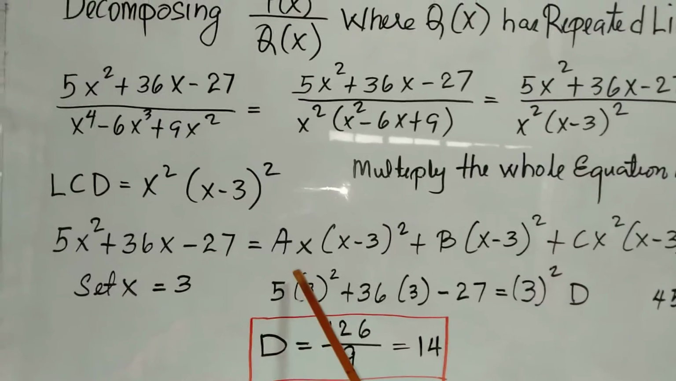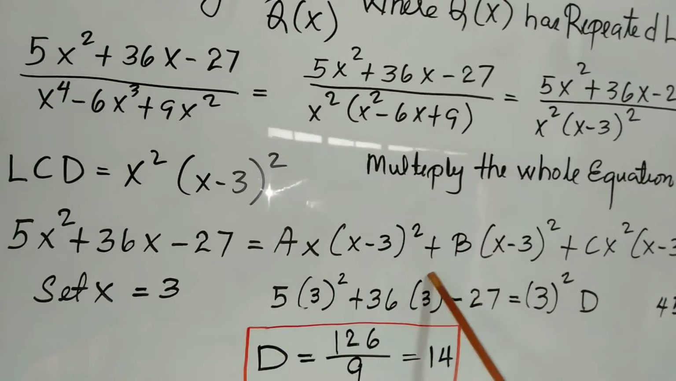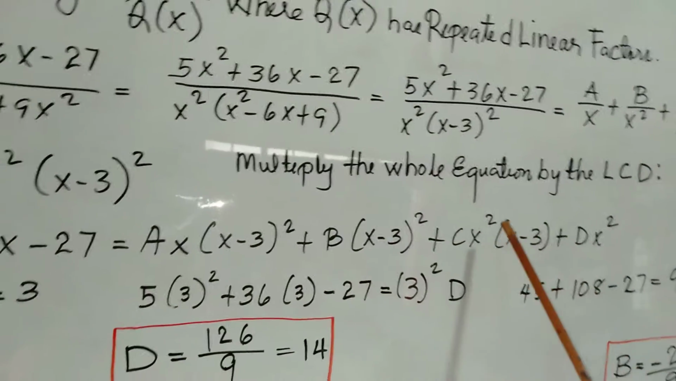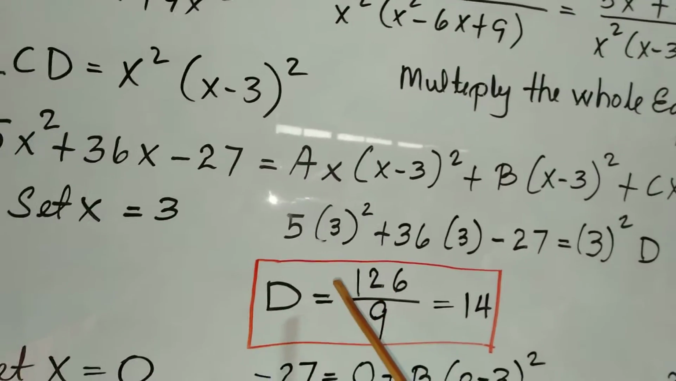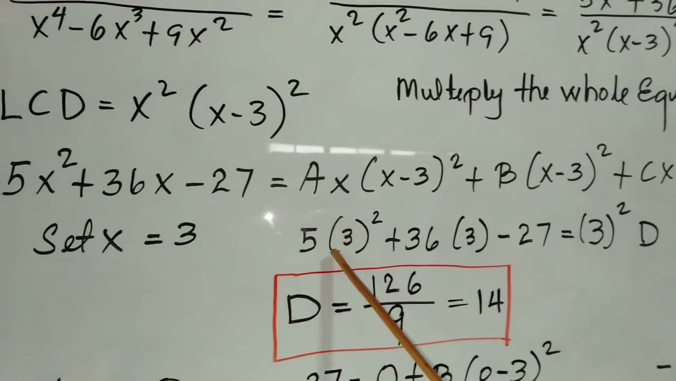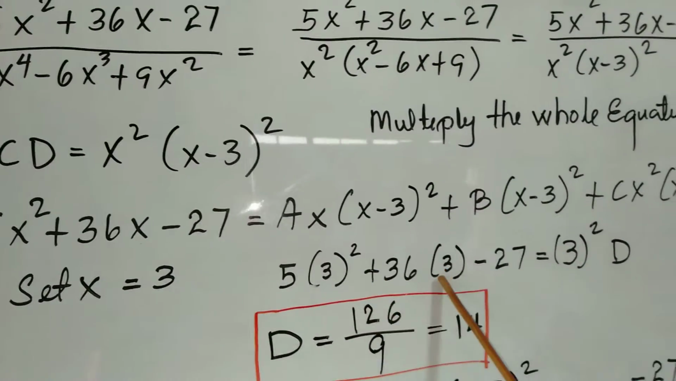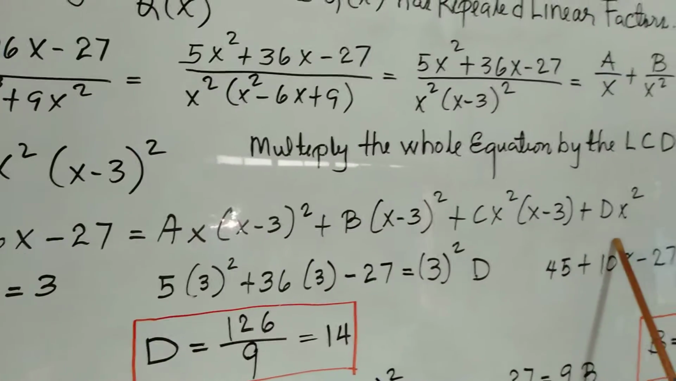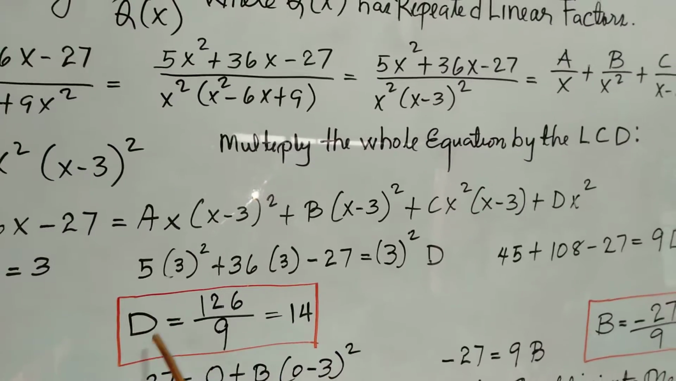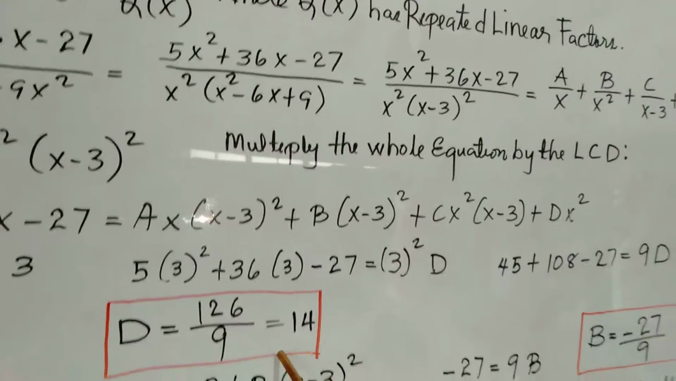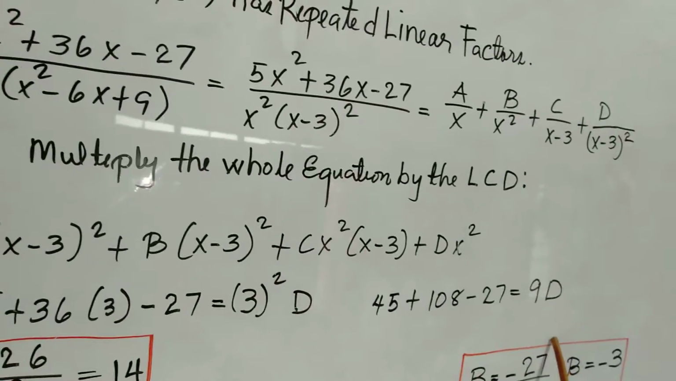As you can see, we can cancel out some terms here. If we set x equal to 3, we cancel out A, B, and C, and what remains is Dx squared. So 5 times 3 squared plus 36 times 3 minus 27 is equal to 3 squared D. Simplifying, D is equal to 126 over 9, so D is equal to 14. Upon substituting, we get 45 plus 108 minus 27 is equal to 9D, and finally D is equal to 14.